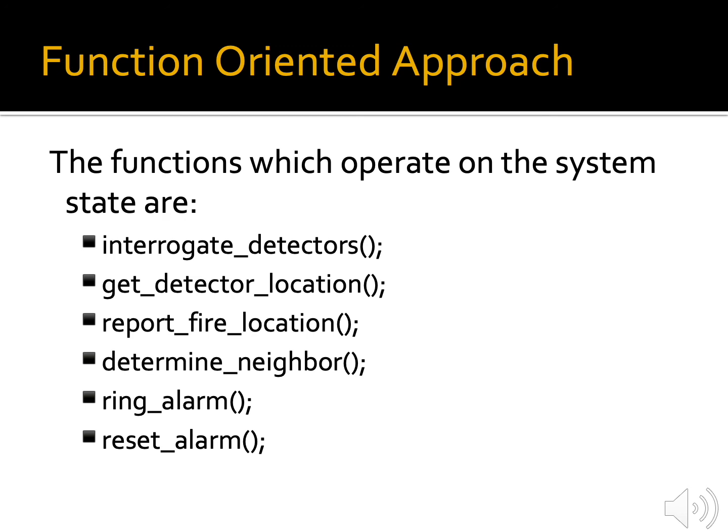You can extract as many variables and as much data as you want to store, and maybe you extract different kinds of functions, or more functions than these, but these are some important functions that you can extract from the given text requirements. For example, get detectors, get detector location, report file location, determine neighbors, ring alarm, and reset alarm. So using the function oriented paradigm, the important data and the functions are not linked and they are scattered.